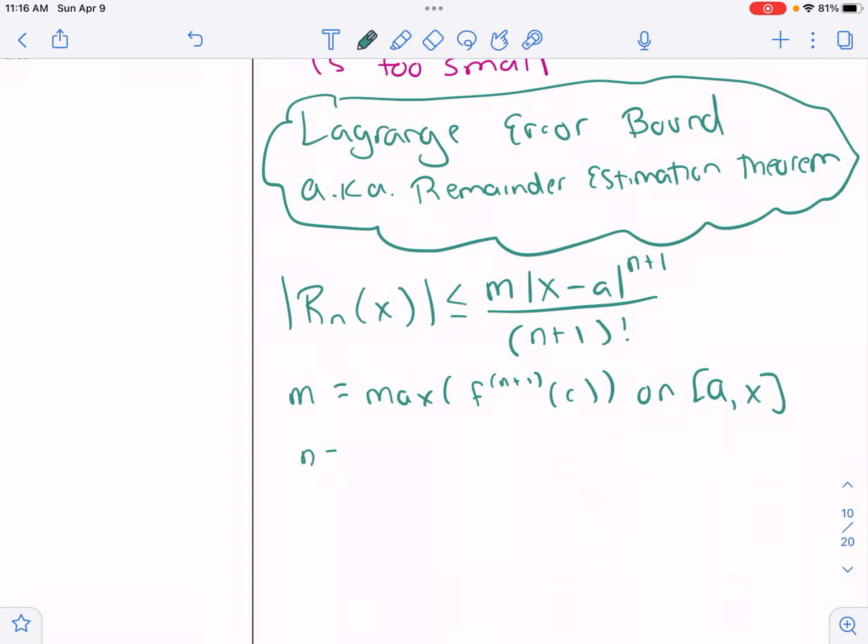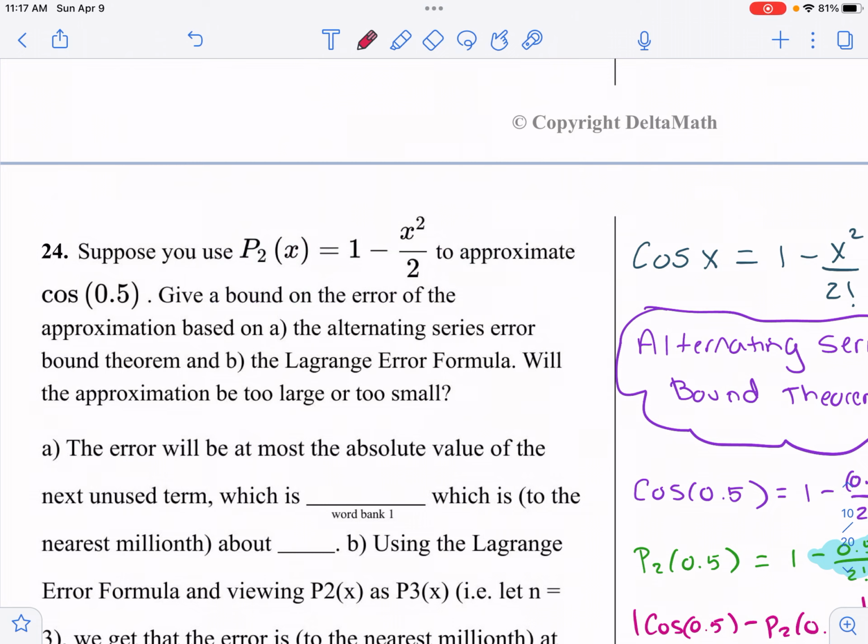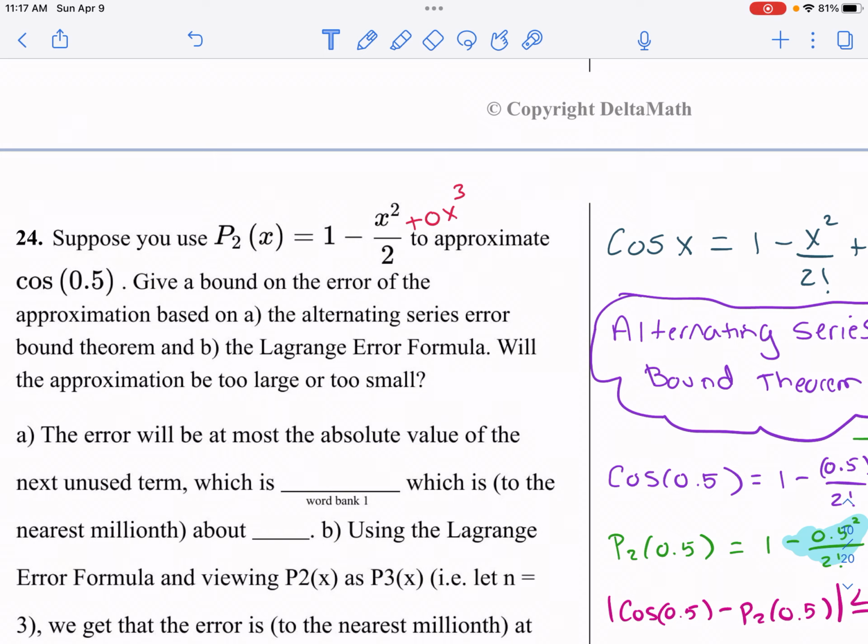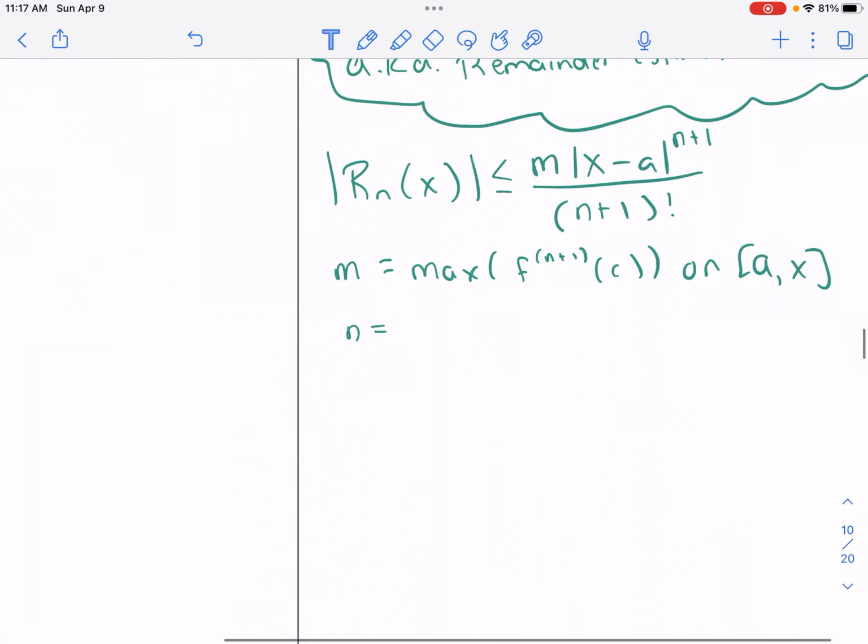So you see how cosine, what's missing here is the degree 4 term looks like this. So the degree 3 term gets skipped, but you can kind of think of it as really being there, just plus 0x cubed. So the degree 2 polynomial is also the degree 3. And using a degree 3 gives you a little more precision, or viewing it as a degree 3 gives you a little more precision, so that's why it's sometimes done. So we're going to let n equal 3.